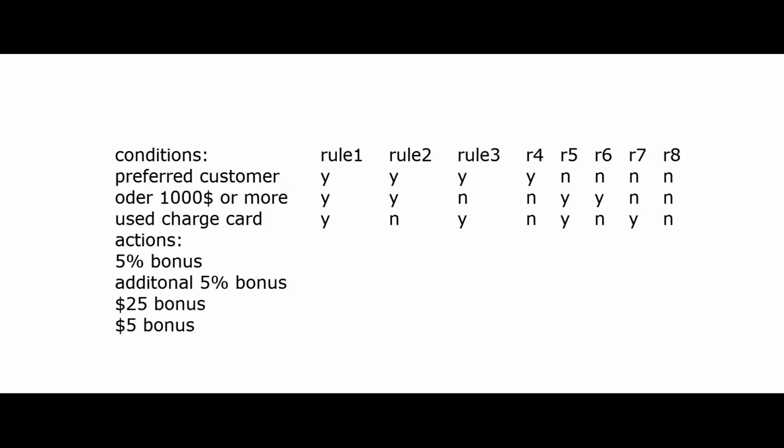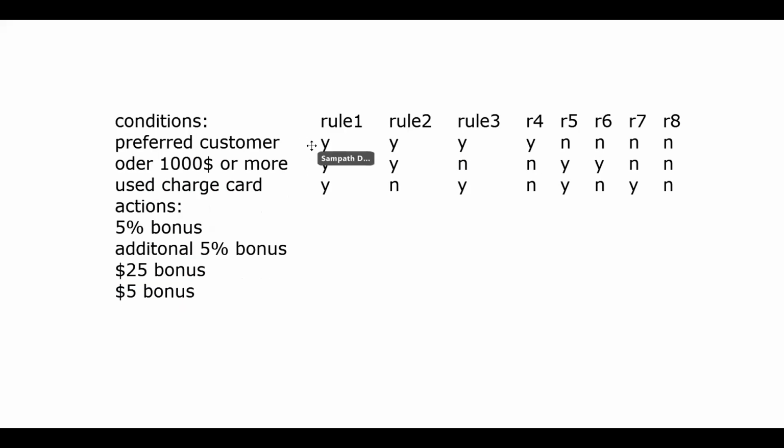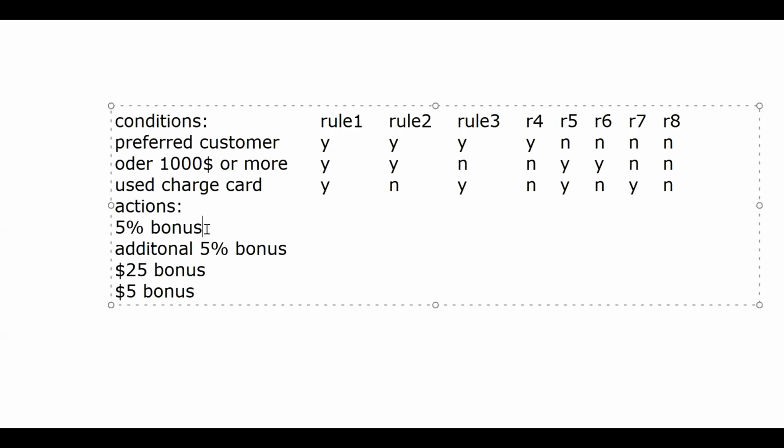So let's read the first statement. Preferred customers who order $1,000 or more are entitled to 5% discount. An additional 5% if they use charge card, right? If they are preferred customers, and if they have ordered 1,000 or more, so these two, you will get 5%. So which means we have to give 5%. I will put across to indicate that in both cases, they will get 5% bonus.